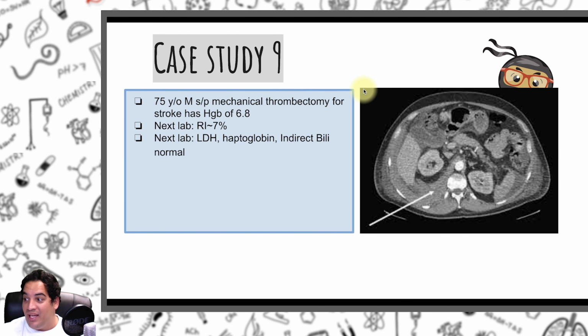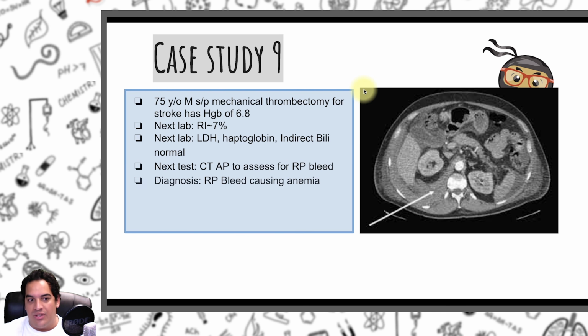So what is it likely? It could be a bleed. What do we have to look for? Signs and symptoms of bleeding. So they just had a mechanical thrombectomy. They have a big fat hematoma on their hip. And they're hypotensive, they're tachycardic, they look pale. You send them to get a CT abdomen pelvis because you think they have an RP bleed, and there the arrow's pointing at it. There's a bunch of blood sitting there after that procedure. You confirmed it. Now what do we know? It's an RP bleed that caused their anemia. Boom. Straightforward, right? Okay, let's move on.